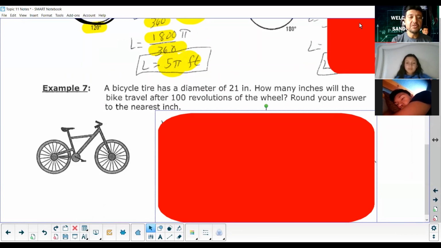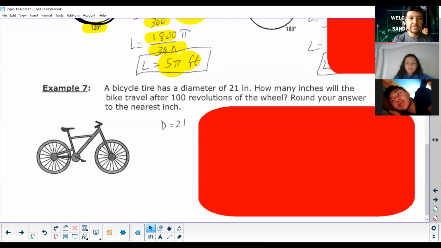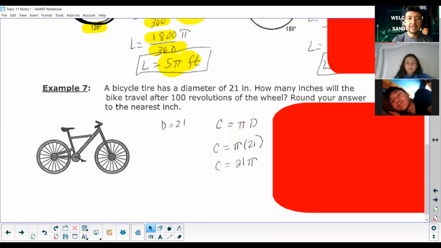So Marcus, how would you do this question? Well, I would first have to figure out the circumference, which is 21 times pi. Okay, great. And then I would just times it by 100. The diameter is 21, so you know the circumference, right? You just went through this process. What do you do afterwards? Then I would times it by 100.